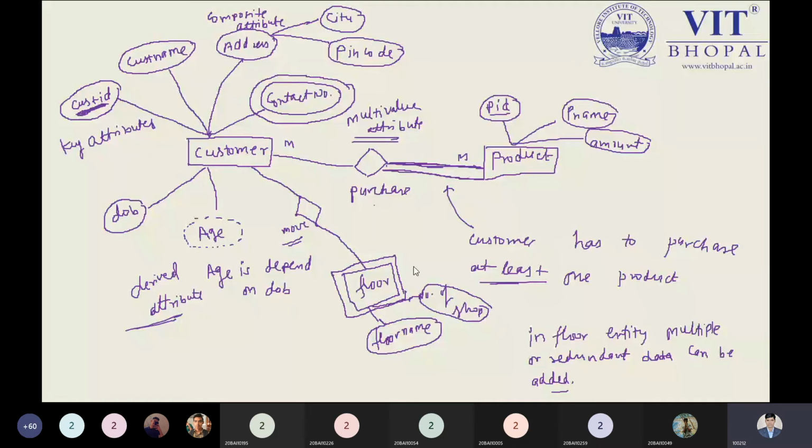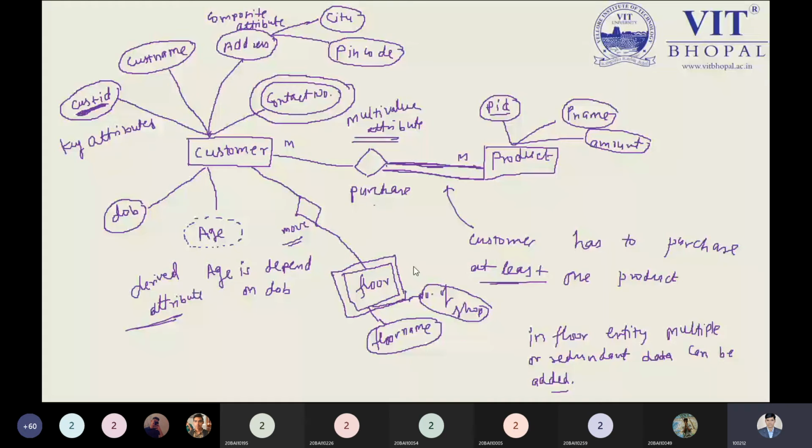Product ID becomes the key attribute, and I have product name and amount. So when a customer or many customers want to purchase many products, what you are observing over here, purchase, is our relationship. Is it clear to all right now? Purchase becomes our relationship type. So a customer purchases the product, and many customers can purchase. That is the point you can observe over here.